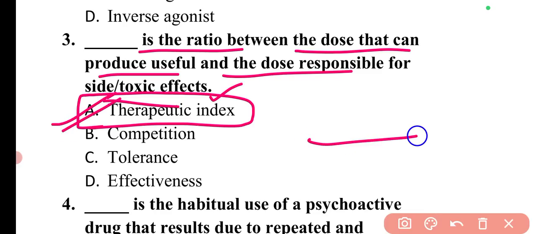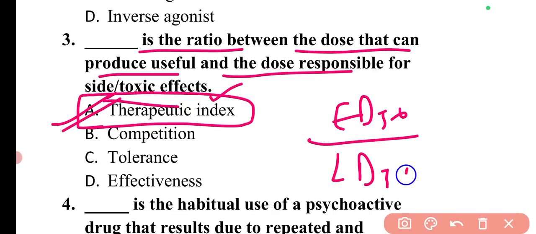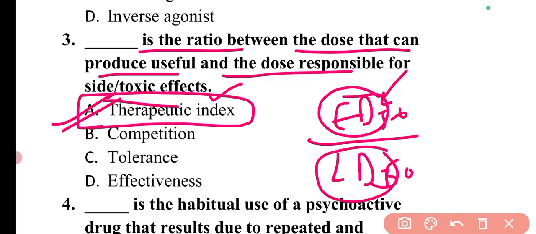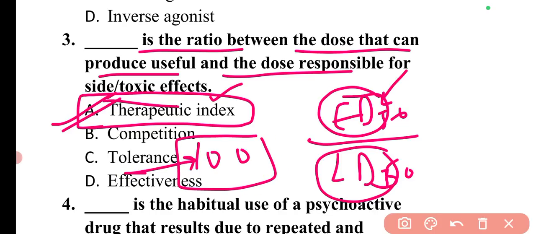So basically there will be effective dose 50% and lethal dose 50%. So what are these ED and LD? Effective dose means the drug is producing its positive effect in 50% of the population. For example, if 100 patients are given that particular medicine, out of 100 at least 50 people are getting the desired response. What is lethal dose?